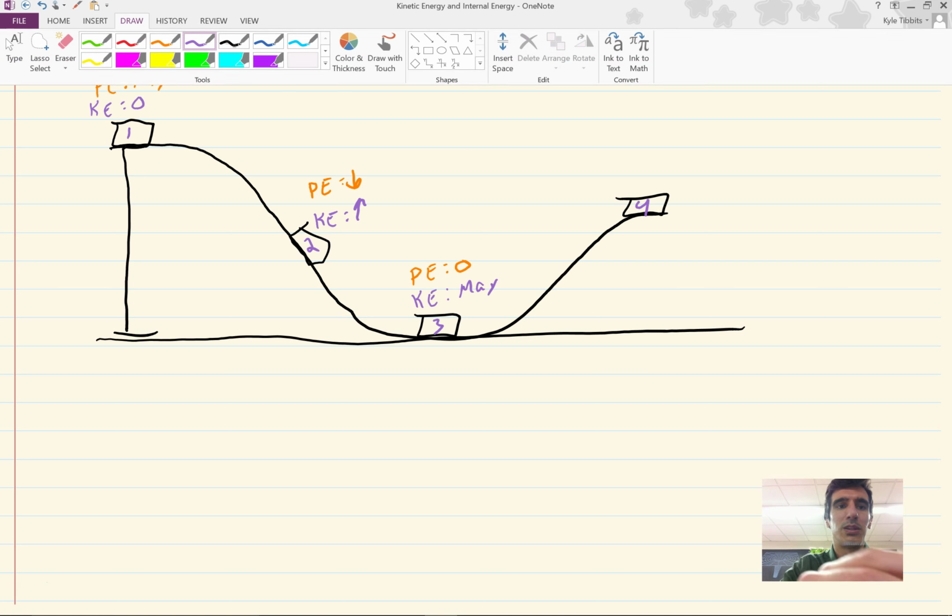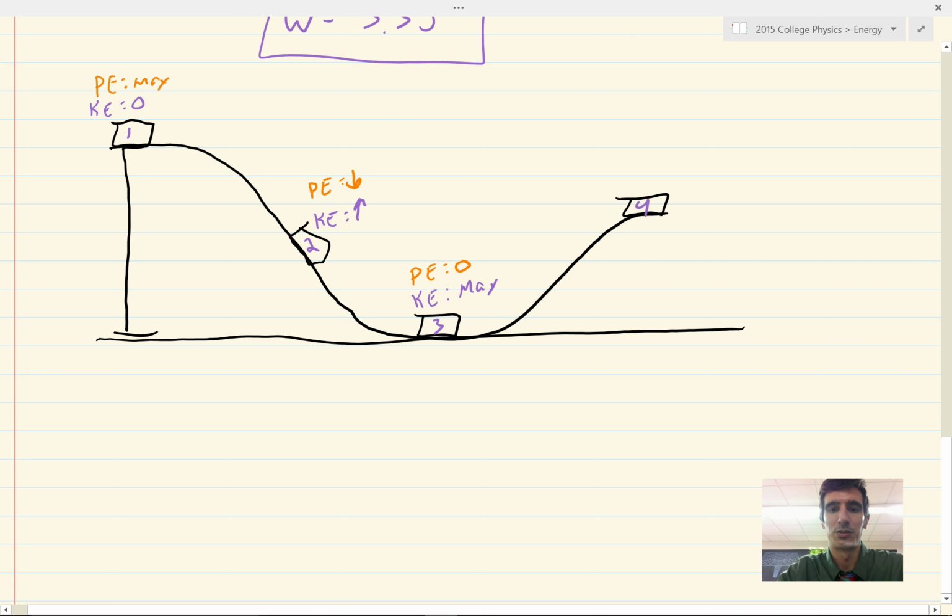And then it goes up a little bit to spot number 4. Not quite at the top, but potential energy is increasing because it's getting higher. And the kinetic energy is decreasing because it's getting higher, and gravity's pulling it down, so that's causing it to slow down. So kinetic energy decreases. We'll look at this next video. This leads us to the conservation of energy.